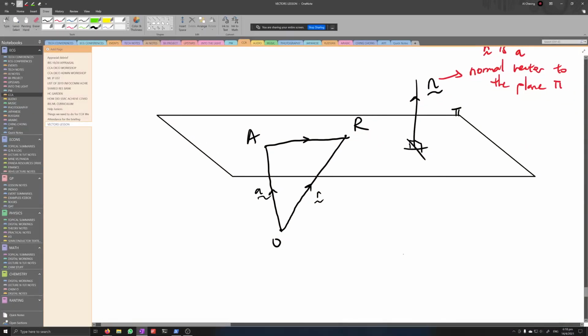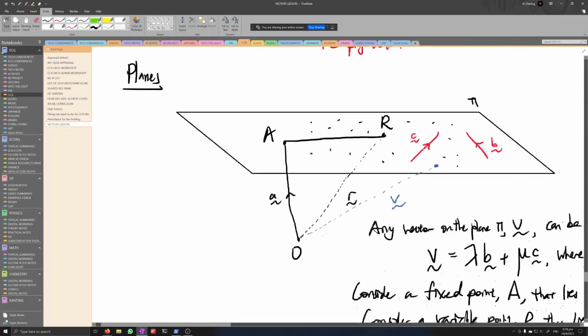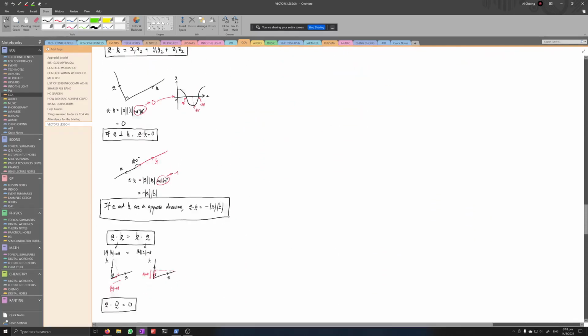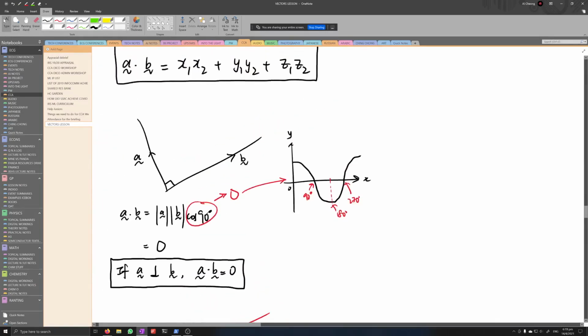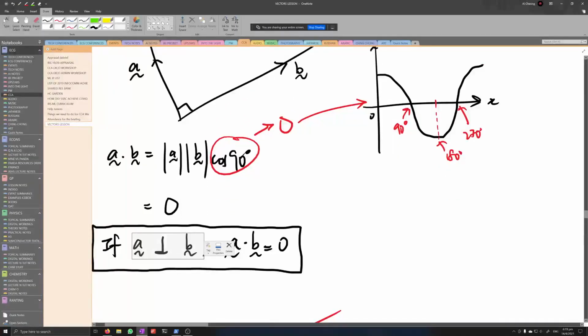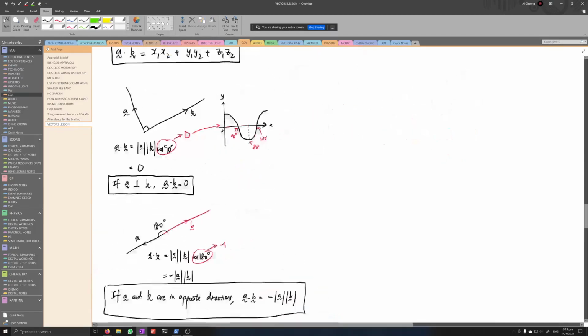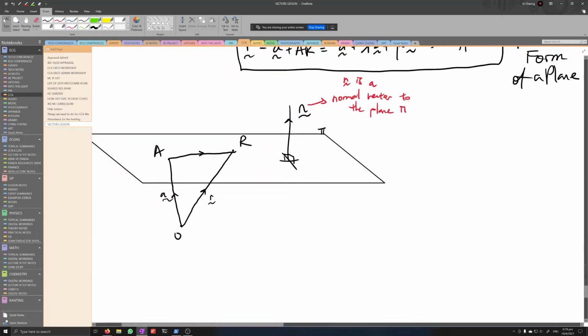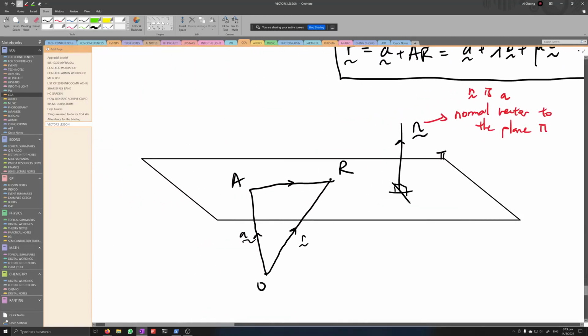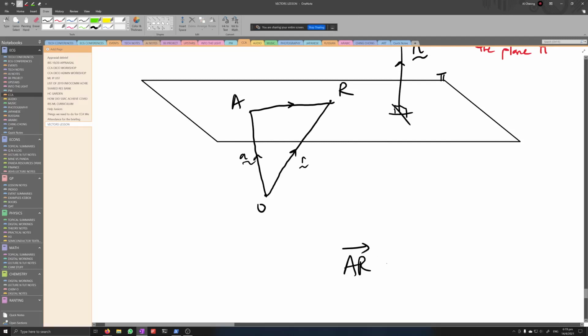Okay, so remember, if two vectors are perpendicular to each other, their dot product is supposed to be 0. I will just scroll all the way back up. Here, this relationship. If they are perpendicular, the dot product is 0, because the cosine of the angle between them will be 90, and that evaluates to 0. Okay, so if you scroll down, now we know that AR lies in the plane, and because AR lies in the plane, it is automatically perpendicular to this normal vector n. Okay, so AR dot n is 0.